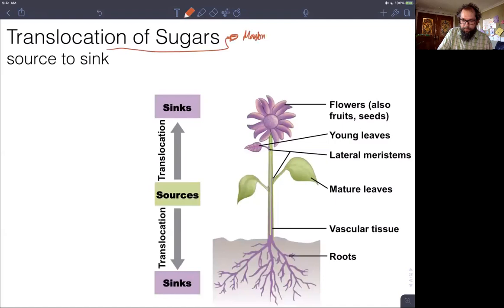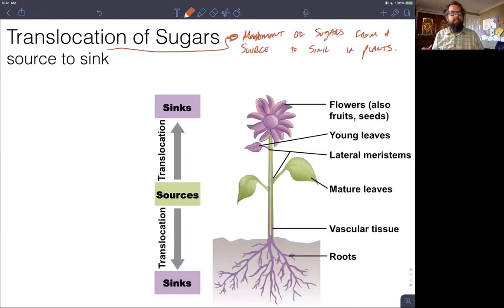from a source to a sink in plants. That's translocation. Movement of sugars from a source to a sink in plants. And so sinks are places where sugars, I should probably start with sources. Let's start with sources. Sources are places where sugars enter the phloem.